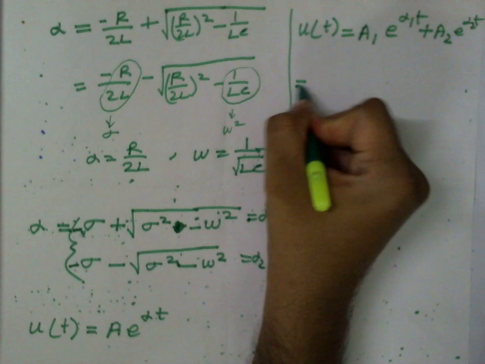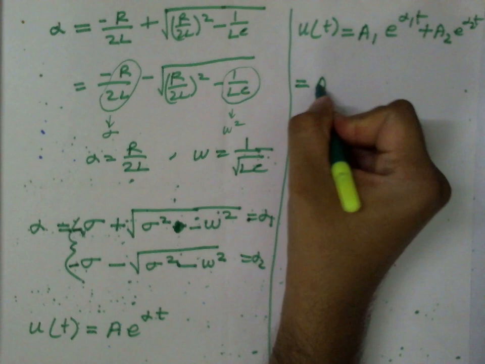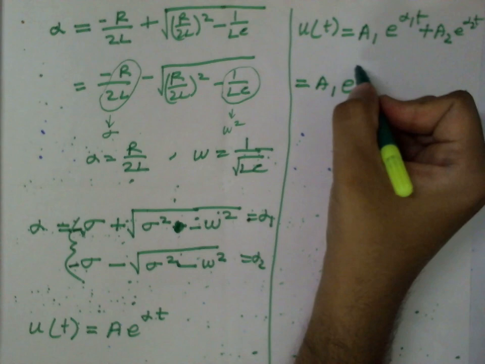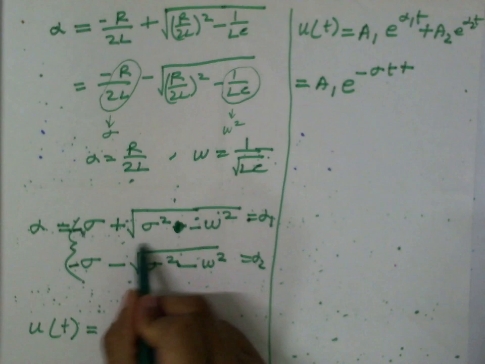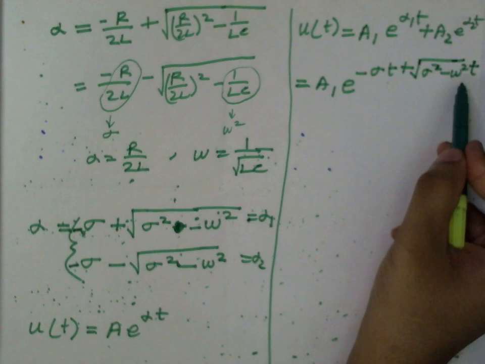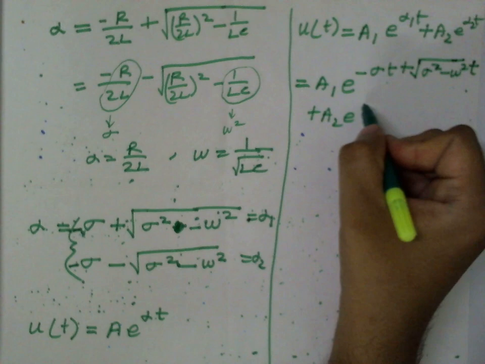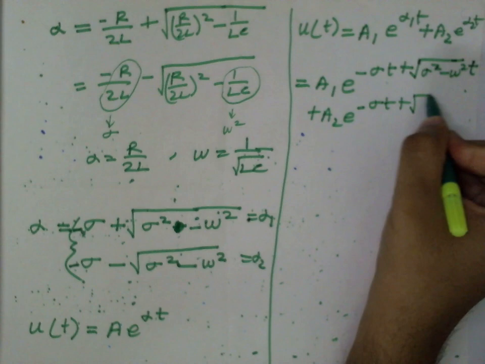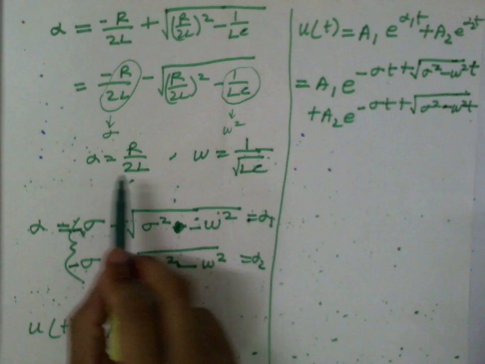Now, therefore we can write this as a1 e to the power alpha 1 t, which is minus sigma t plus root over sigma square minus omega square t, plus a2 e to the power alpha 2 t, which will be minus sigma t minus root over sigma square minus omega square t, where sigma is the shorthand for R by 2L and omega is 1 by root over LC.